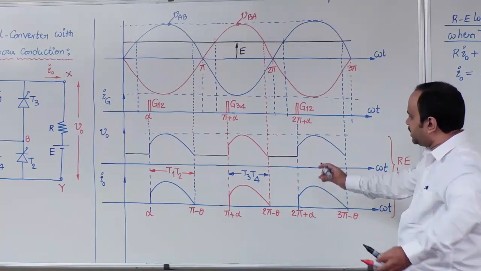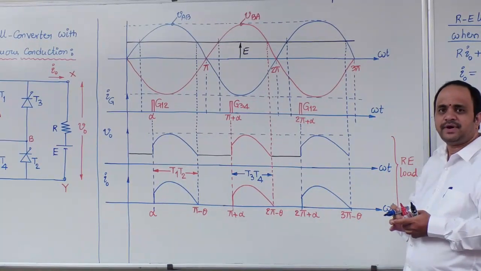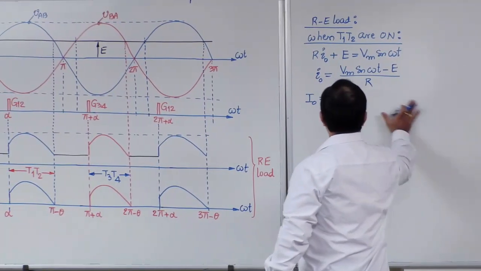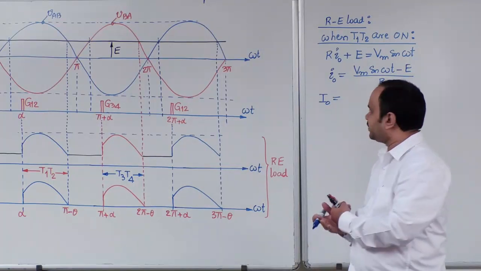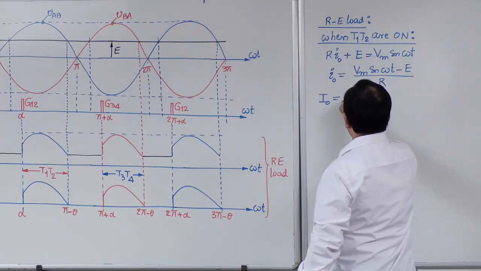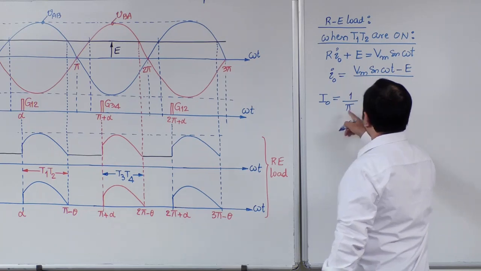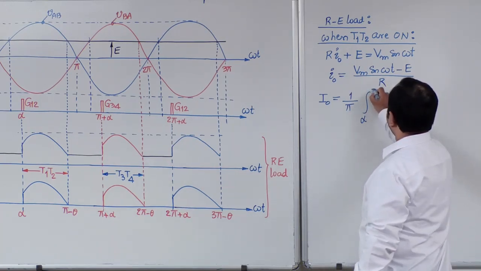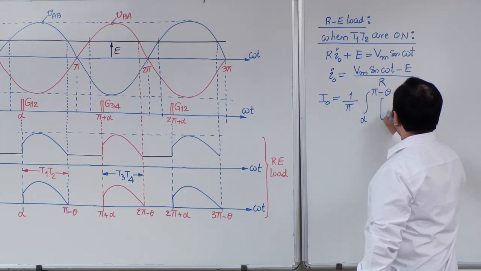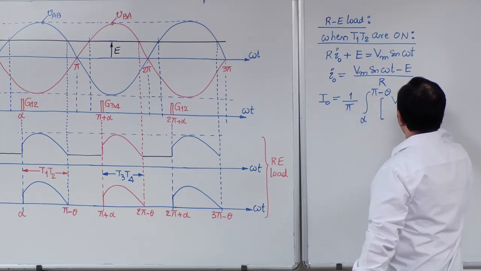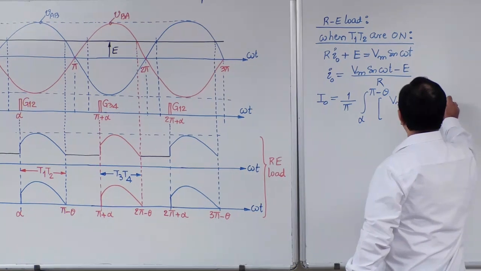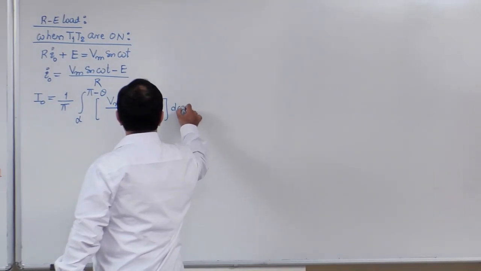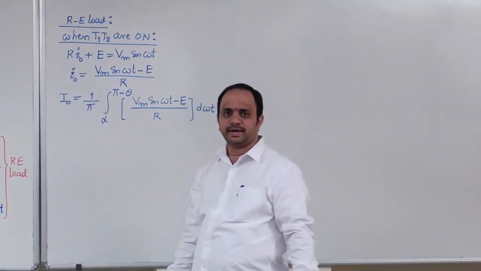Now for this particular waveform, let us find average output current first. RE load in the half wave rectifier circuit, I told already, average output current is 1 by periodicity, that is pi, 1 by pi, integration from alpha to pi minus theta. What is the current function? Vm sin omega t minus E divided by R d omega t.